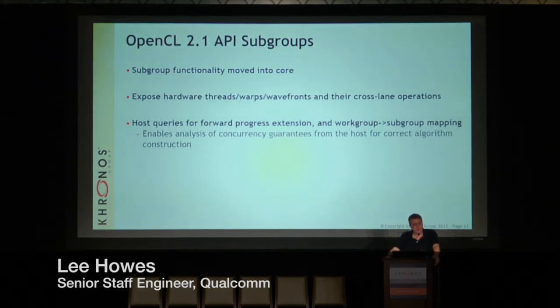Subgroups are a feature that provides access to the fundamental execution primitive of the hardware. That's really the goal. The actual definition in the spec is a little more flexible than that to allow different interpretations, but the real goal is that a subgroup is a hardware thread. It's the warp, wavefront, whatever the particular vendor calls the thing that actually has a program counter and runs and can execute vector instructions.